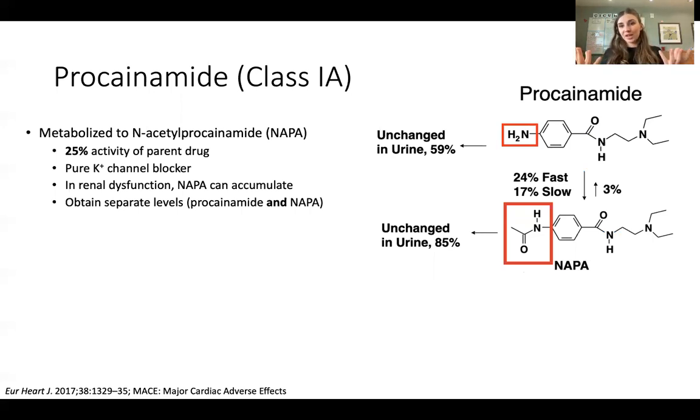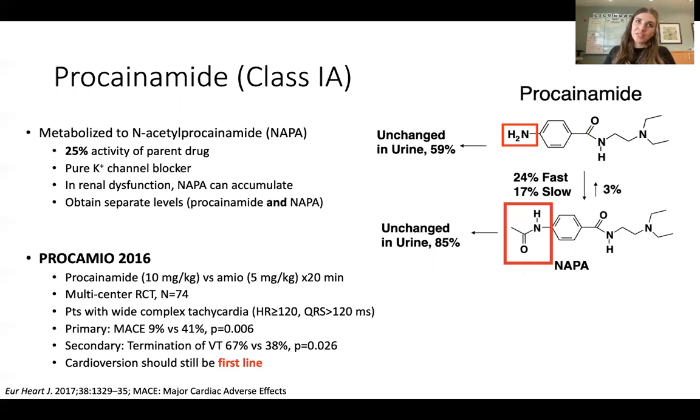So now you have two agents on board, and it's super important that if you do initiate or continue someone on this therapy, that you are getting procainamide and NAPA levels separately to ensure that they are not getting to toxic levels. And I know we perhaps don't see procainamide as often, but it's actually quite effective.